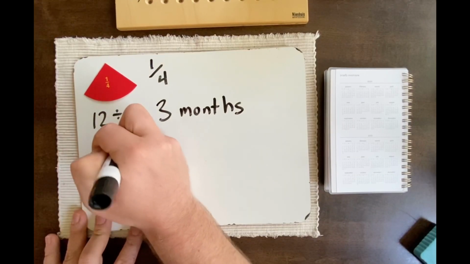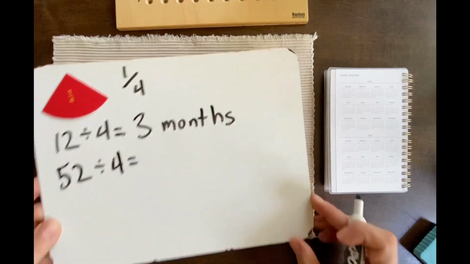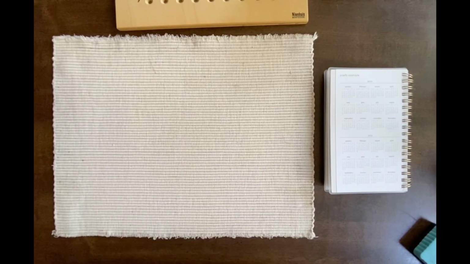But what about 52 weeks? Can we divide 52 weeks evenly into 4 parts? What is a quarter of 52 weeks?